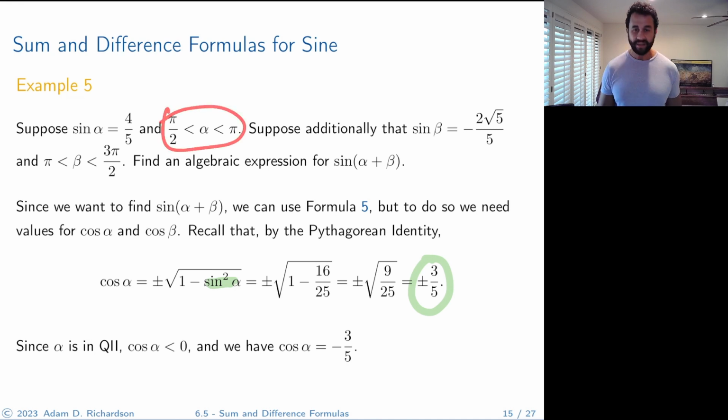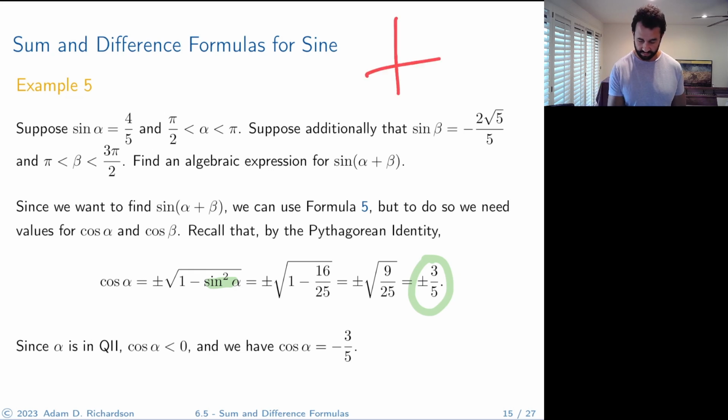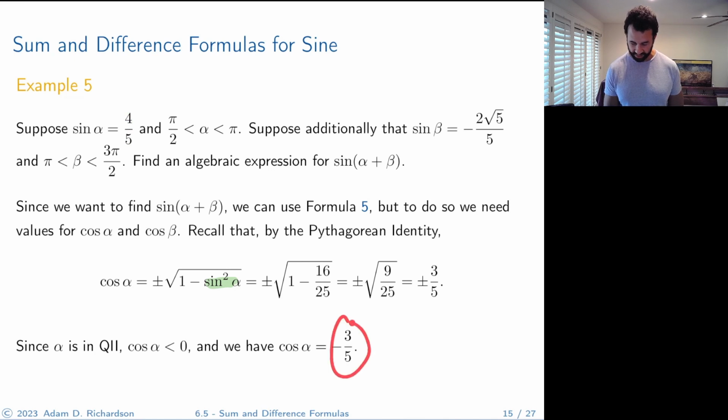The angle alpha is in the second quadrant. So if we're in the second quadrant, cosine is negative over there, which means we need to take the negative result. So from all of this, we're going to get that cosine of alpha is negative 3/5.